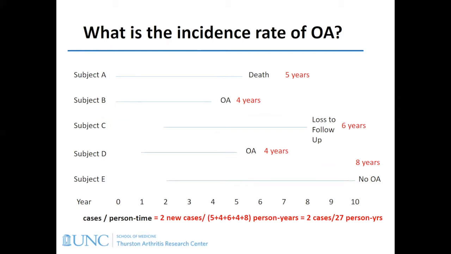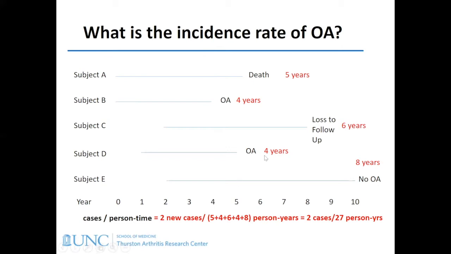And what we're doing here for the denominator is we're calculating how many years that person was in the study at risk. So the first one, this person was in the study, did not develop OA, and then died at year 5, so they contributed 5 years. And then the next one, we're looking at osteoarthritis that was developed at 4 years. So once that person develops OA, they're no longer at risk. So we stop at 4 years for counting their time at risk. And then we have an individual here that we lost to follow-up at 6 years, but they hadn't developed OA during that time, so we count the whole 6 years.